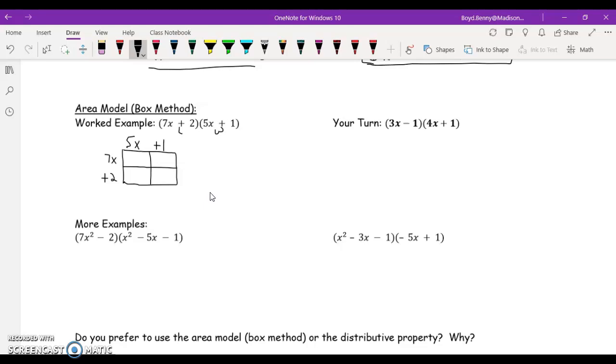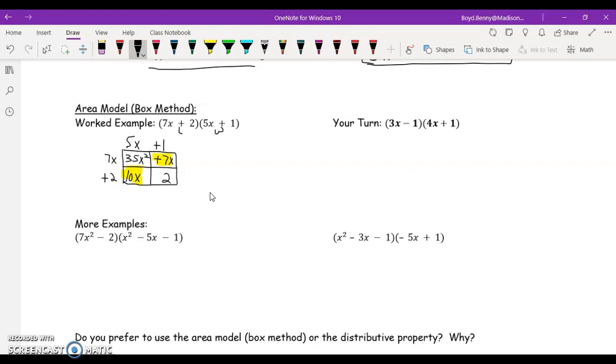So now I'm going to multiply length and width of each of the small ones to find the area. So 7x times 5x would be 35x squared. 7x times 1 would just be 7x. 2 times 5x would be 10x. And 2 times 1 would be 2. Now, the next thing I need to do is add my like terms together. And what I observe is these diagonals right here contain my like terms.